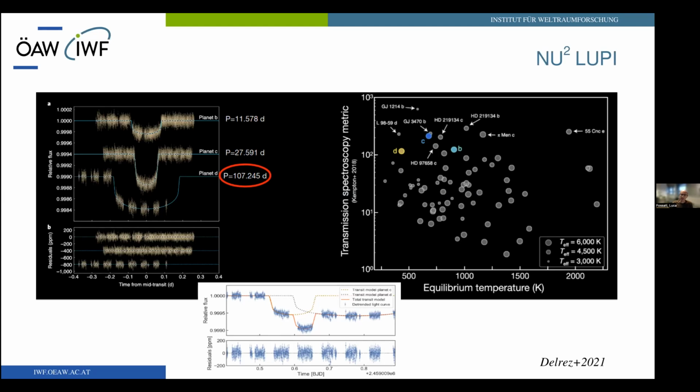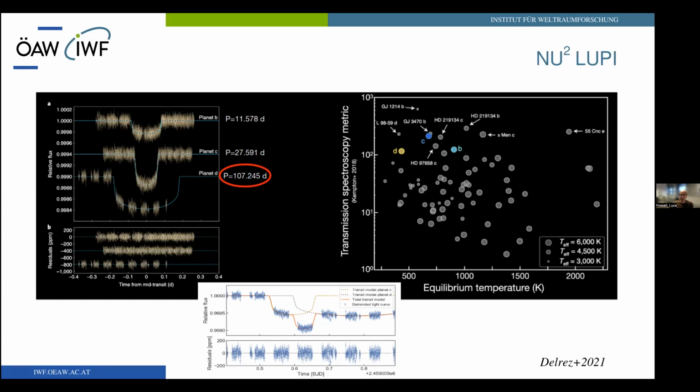So this is the detection of Nu-2Lu-PD. Nu-2Lu-P is a system that has been known previously from radial velocity, and TESS, which launched shortly before CHEOPS, has detected the transits of planet B and C, and that's why we targeted them, because we were interested in measuring more precisely the densities, so the radii and then the densities of these two planets.